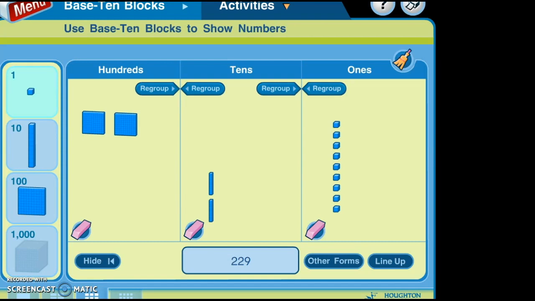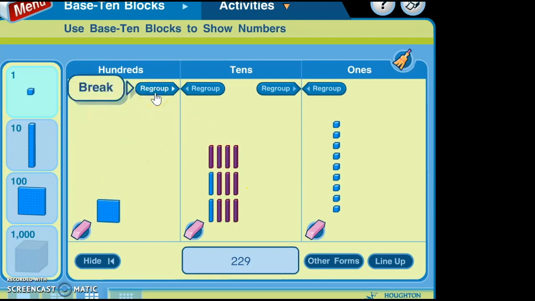I also need to take away 4 tens. I don't have enough, so I need to regroup one of my hundreds into 10 tens. So now I can take away 40. 1, 2, 3, 4. And I still need to take away 100. So I'm left with 89.